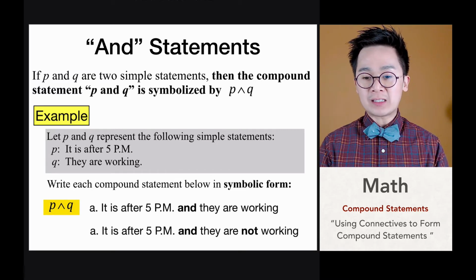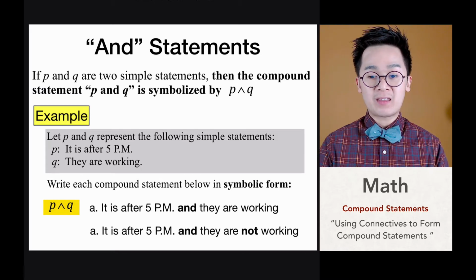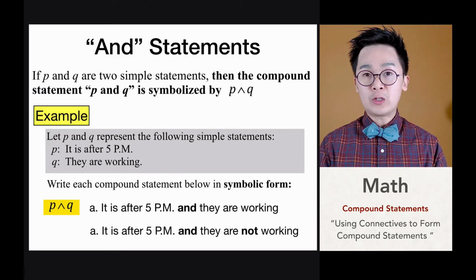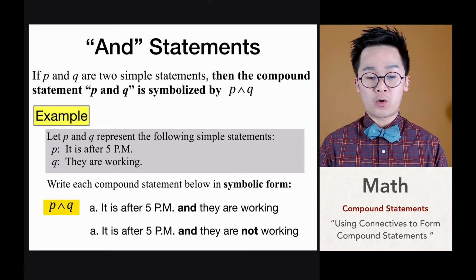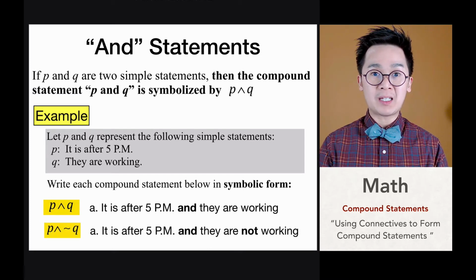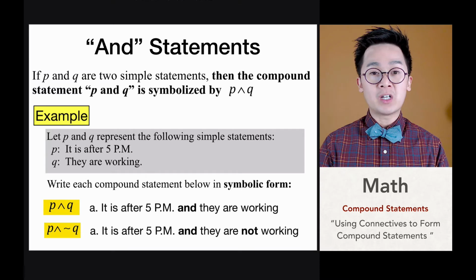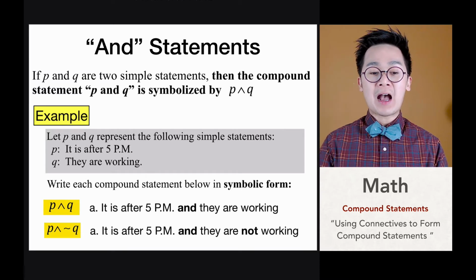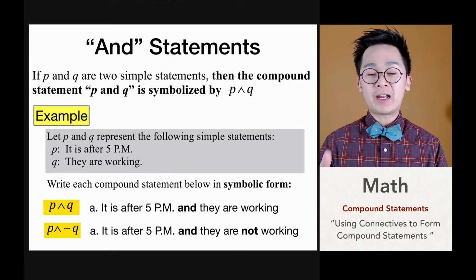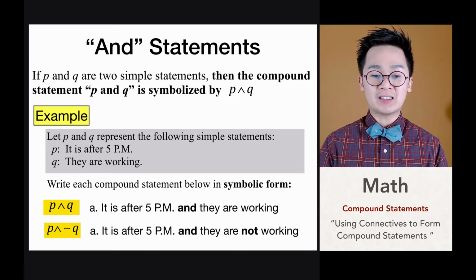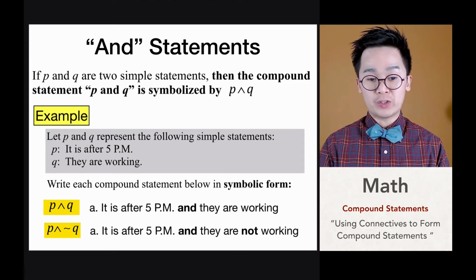For the second statement, we have: it is after 5 p.m. and they are not working. You will notice that we have negated our second statement, which is they are working. So when we change this into symbolic form, it will be P and not Q. This is how we use symbols to create compound statements, as in the first example.